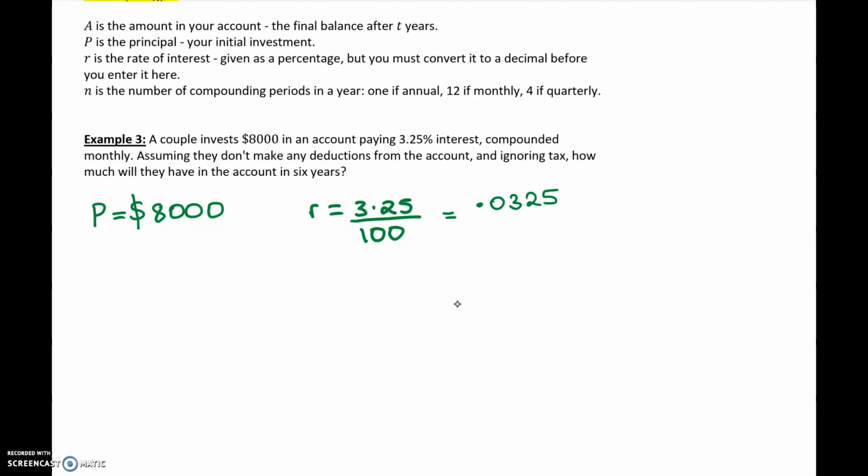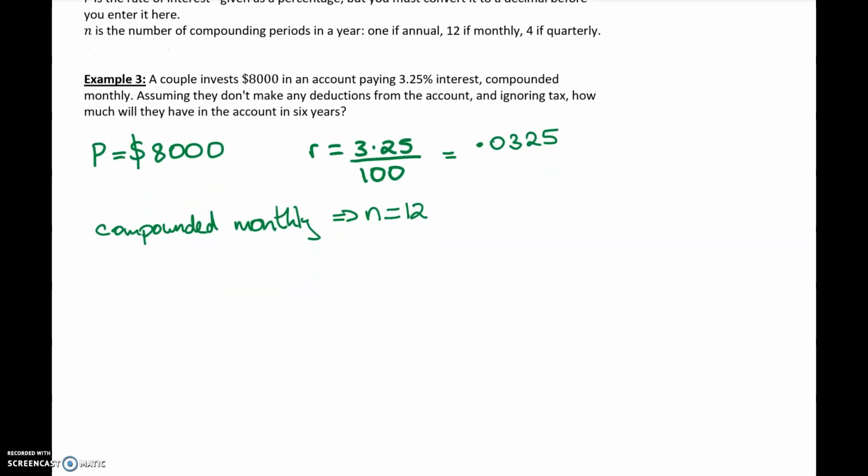Now it's compounded monthly. We said up here, compounded monthly means n would be equal to 12, the number of times in a year that this is compounded. Assuming they don't make any deductions from the account and ignoring tax, how much will they have in the account in 6 years? So we're going to have this in for 6 years, so the time, T, is equal to 6. Now the question is, how much will they have in the account? What will the amount be?